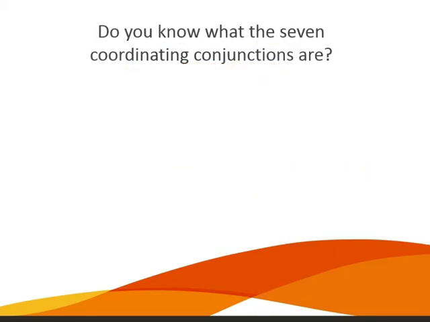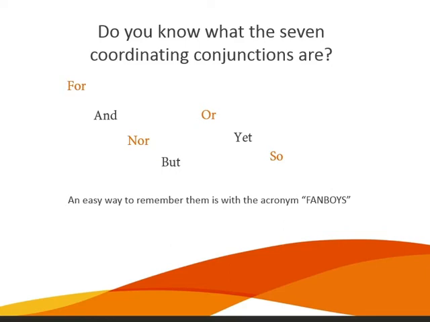Do you know what the 7 coordinating conjunctions are? I think so. For, and, nor, but, or, yet, and so. I remember them with the acronym FANBOYS. Good idea.